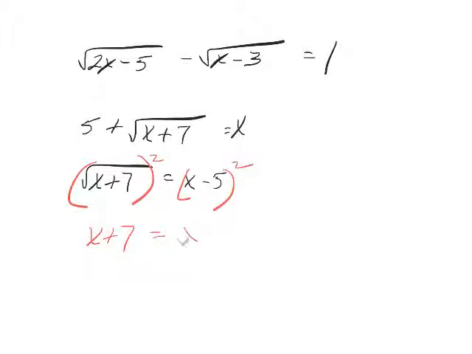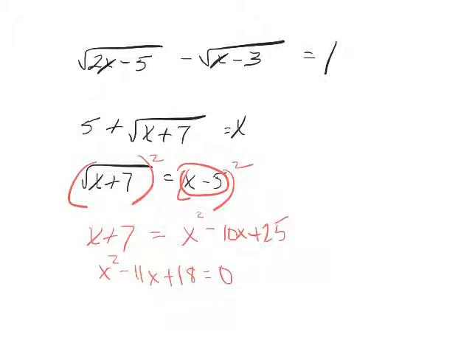Use the FOIL method, and you get x squared minus 10x plus 25. Real easy to do because that's a perfect square. Alright, so that being the case, we set it equal to 0. So we end up with x squared minus 11x plus 18 equals 0.